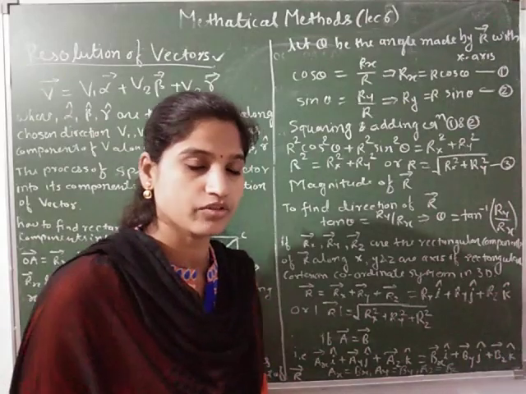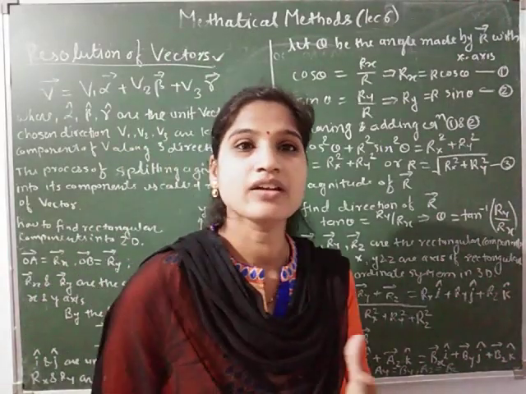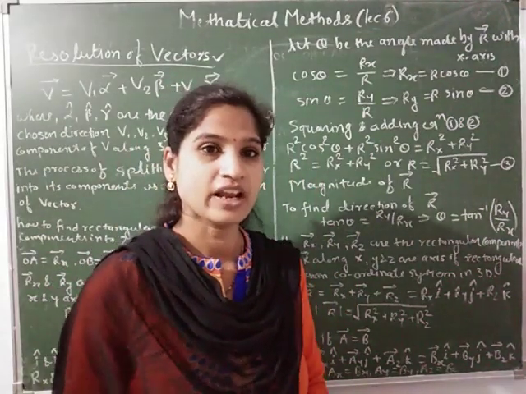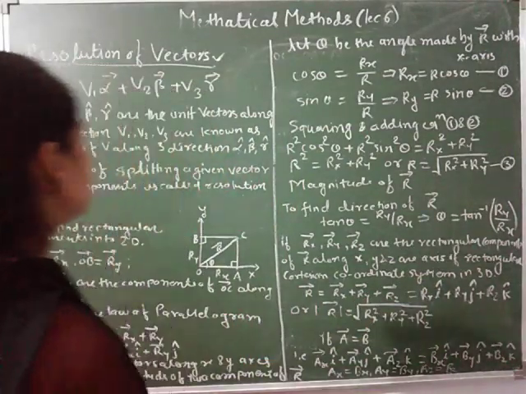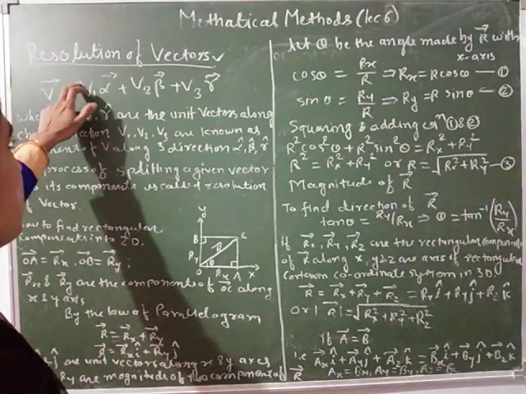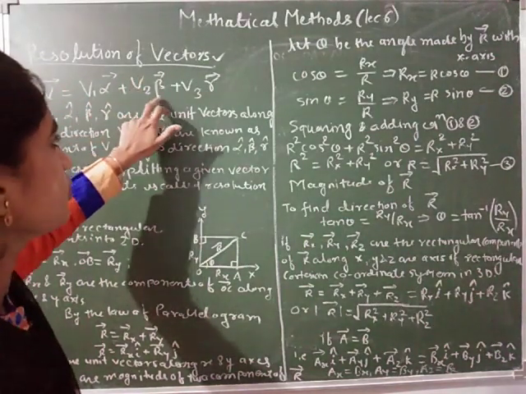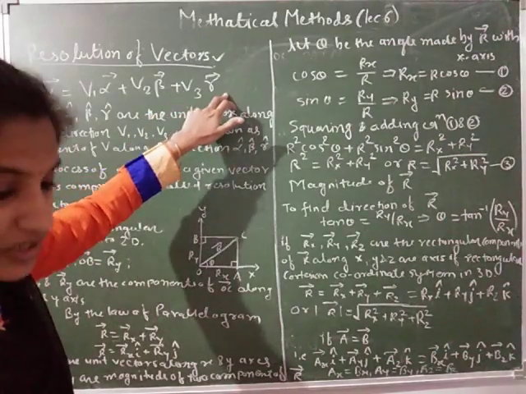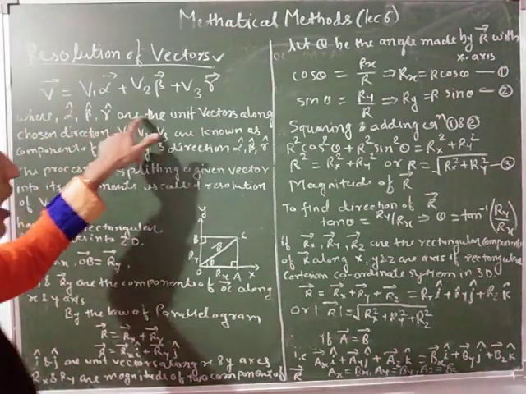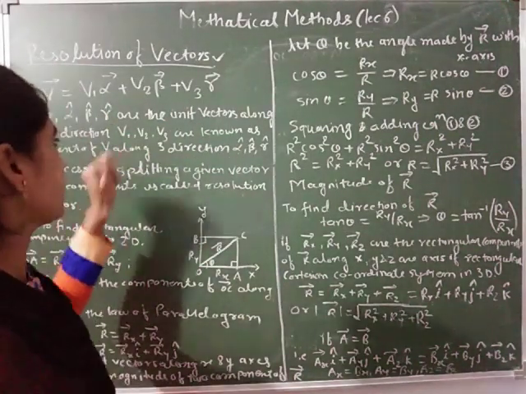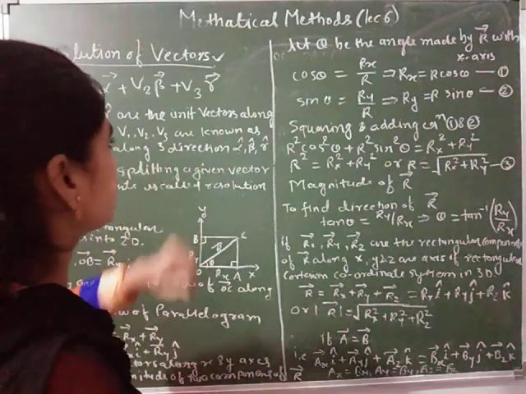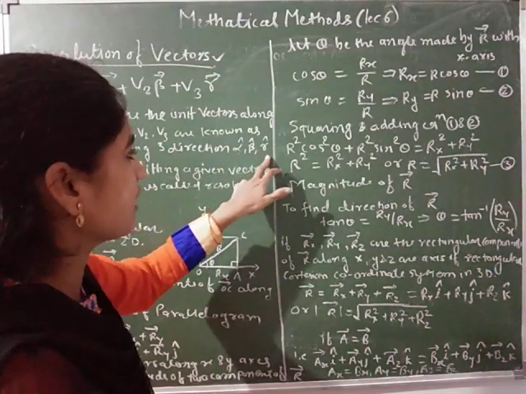What is resolution of vector? It means that we can add two or more vectors in a fixed direction. Suppose vector v is written as vector v is equal to v1 into vector alpha plus v2 into vector beta plus v3 into vector gamma, where vector alpha, beta and gamma are the unit vectors along the chosen direction. v1, v2 and v3 are known as components of v along three directions: vector alpha, vector beta and vector gamma.